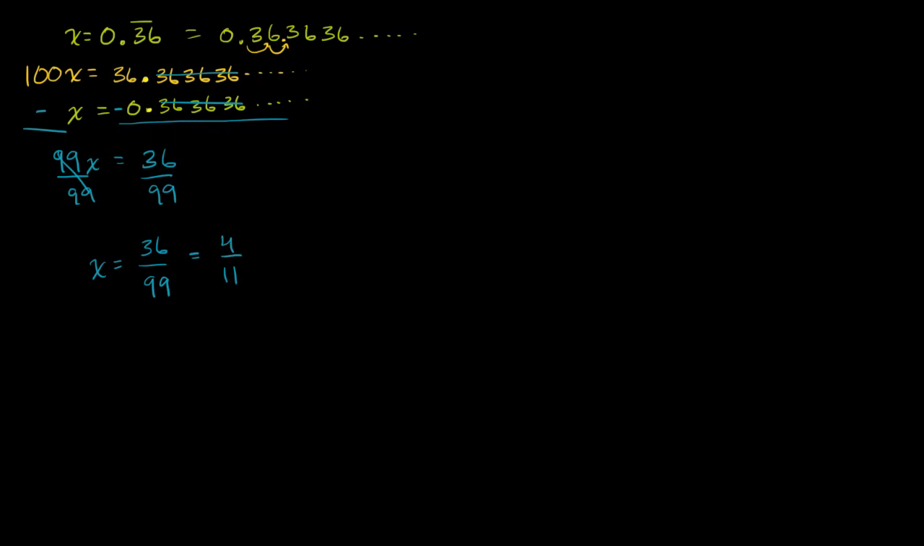Now let's do another interesting one. Let's say we have the number 0.714, and the 14 is repeating. Notice the 714 isn't all going to repeat, just the 14 is going to repeat. So this is 0.7141414, on and on and on. Let's set this equal to x.